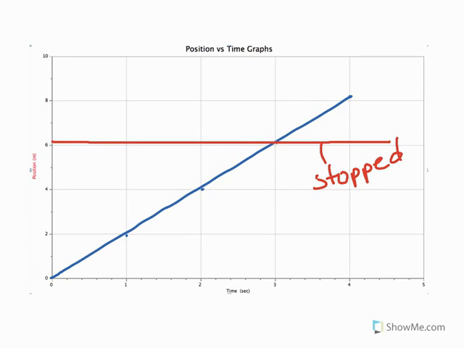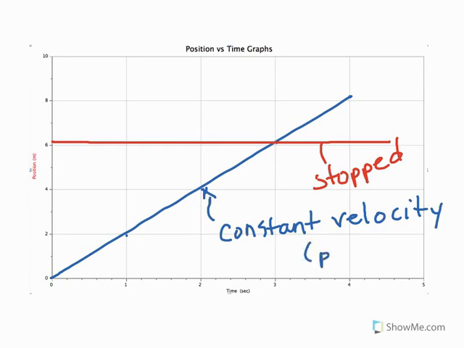Now compare that to our original one. Our original one was moving at a constant velocity, and we would have called it a positive velocity, because we're going to learn that there's a slight difference between velocity and speed. Velocity is a vector, which simply means that direction is going to count. So this is a constant positive velocity.